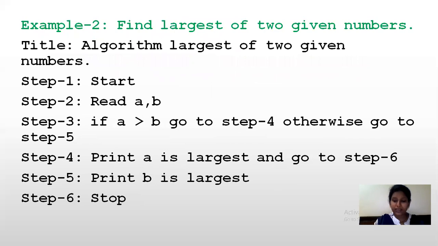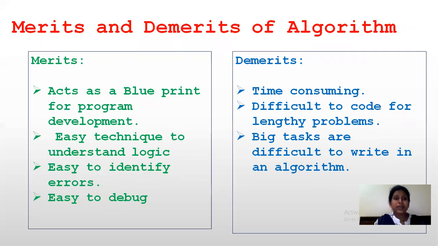Then how to find the largest of 2 numbers? You need to start, then read A and B values. If A is greater than B, go to step 4 and print A as greater. Else go to step 5 and print B as greater. Right, and then stop.